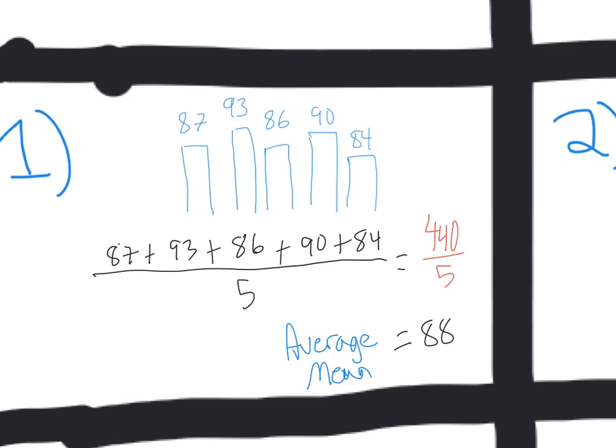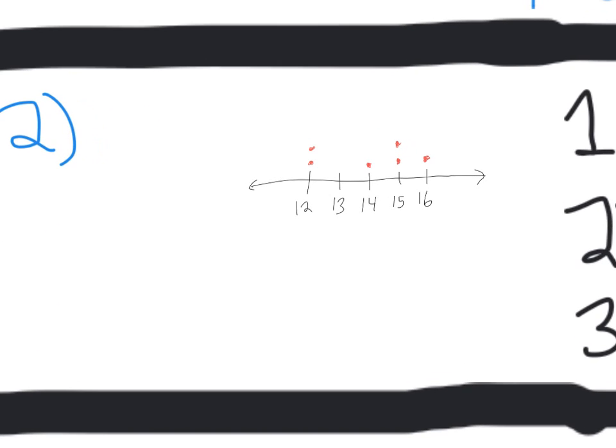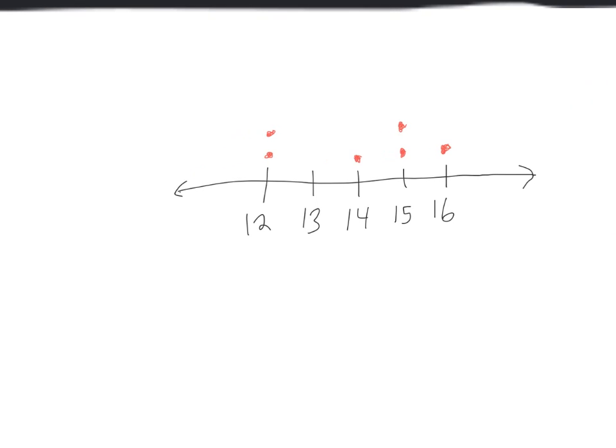Okay, let's jump over to number 2 really quick. First let's collect the data from this number line. We've got a 12 represented by this first dot. We've got another 12 represented by that second dot. So I always like to line my data up, just so I can get a better understanding of what numbers I'm working with. The third point is 14.